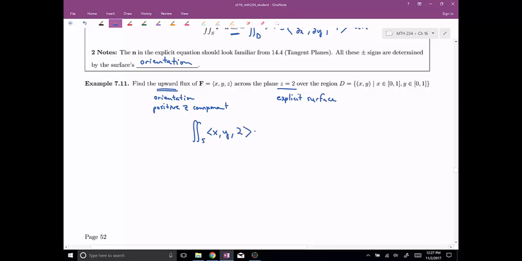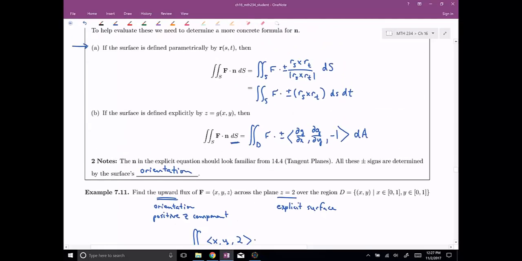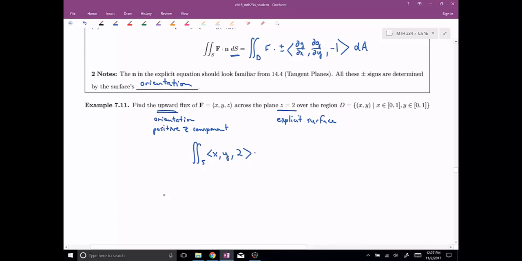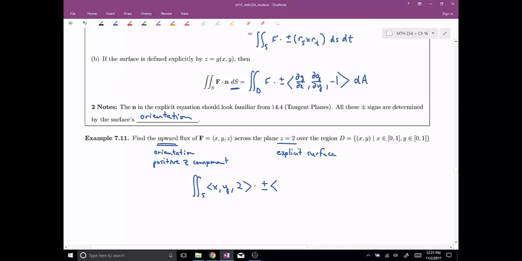And then I'm going to dot with, remember this is what we're calculating, plus or minus the partials of our function. So this is from the surface. In this case, we have this nice boring surface, z equals 2. So the partial with respect to x of 2 is just 0. The partial with respect to y is just 0. And then we have -1, then dA.